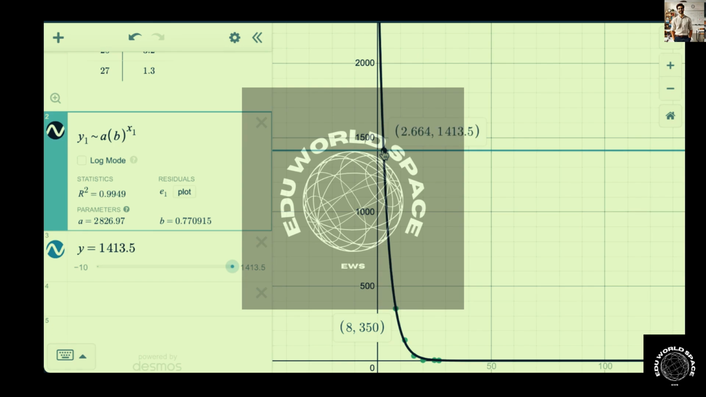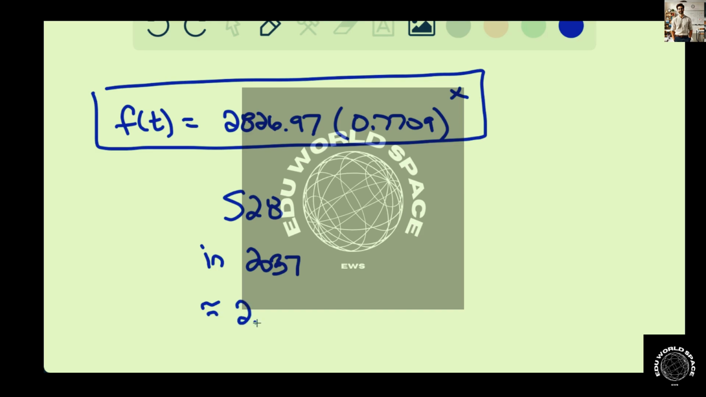So right now, 1430, half of that is 700, which is another 2.67 years, or we'll just say about 2.7 years is the half-life. But you may need to round differently.